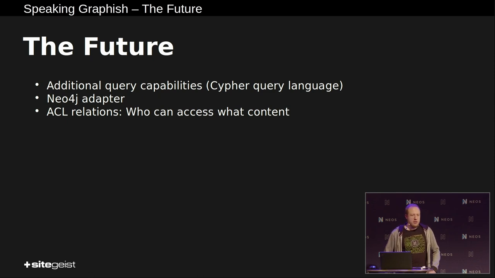The future. I don't think that the content repository is ever finished. So basically, we're now at a point where we can start with the fun stuff. Something I'd like to introduce is additional query capabilities. There is a nice graph querying language called Cypher from Neo4j, which is a graph database, which also would make sense as a database adapter, I guess. I mean, writing a graph into a graph database could make sense. And one other thought is some kind of ACL relations where you can control who can access what node, for example.